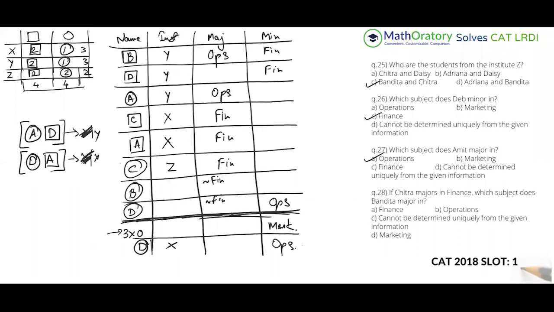And there are three ladies who are minoring in operation. My bad, three ladies are minoring in marketing. So these three ladies have to be minoring in marketing, isn't it? So that automatically means that B cannot major in marketing as well. But because B cannot major in finance also, the major of Bandita has to be operations. So that is what the question is looking for. So 28 is option B.